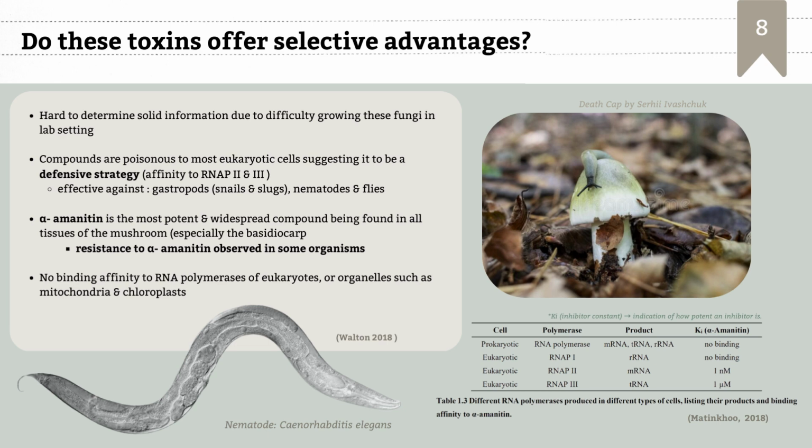Now, do these toxins offer any selective advantages? Considering that especially alpha amanitin is really toxic to most living cells, it's likely considered to be a defensive strategy. And it's effective against gastropods, nematodes, and flies. Resistance to alpha amanitin has been observed in some organisms. And an interesting thing to point out is that there's no binding affinity to RNA polymerases of eukaryotes or organelles such as mitochondria and chloroplasts. I'm not sure why that is, but it's just something that's been discovered.